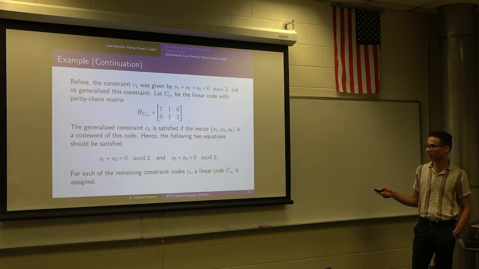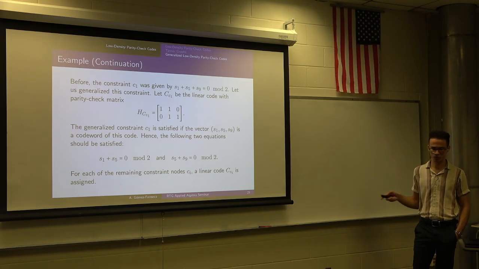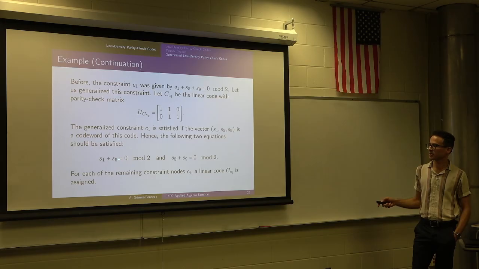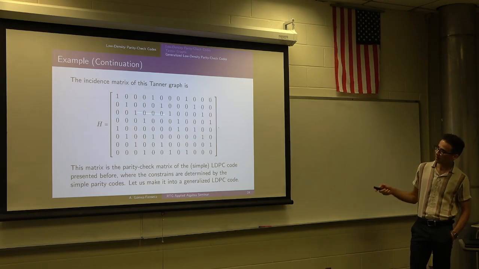And I chose one that has this parity check matrix, 1, 1, 0, 0, 1, 1. Now that vector S1, S5, and S9 has to be a codeword of this linear code. So instead of having the previous constraint, we now have these two equations and they have to be satisfied. S1 plus S5 has to be equal to 0 modulo 2, and S5 plus S9 has to be equal to 0 modulo 2. And we're going to choose a linear code for each one of the rows in this incidence matrix of the Tanner graph.